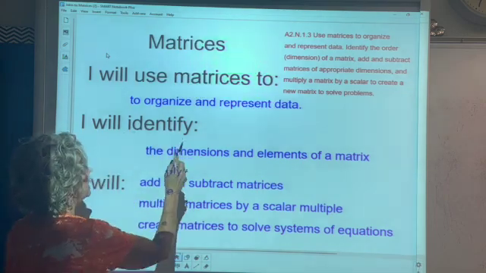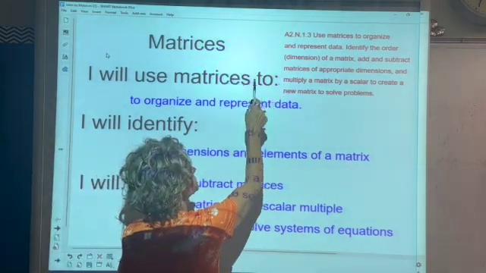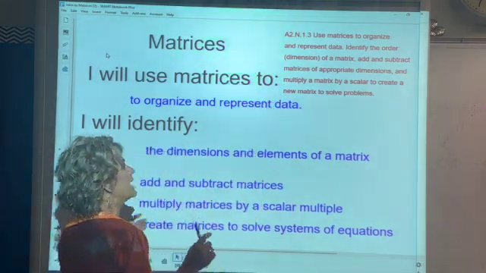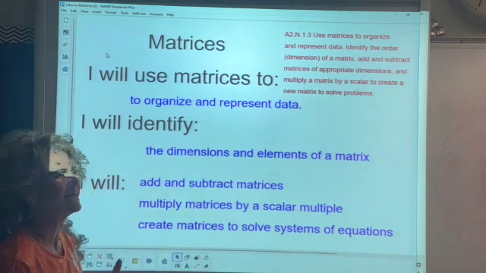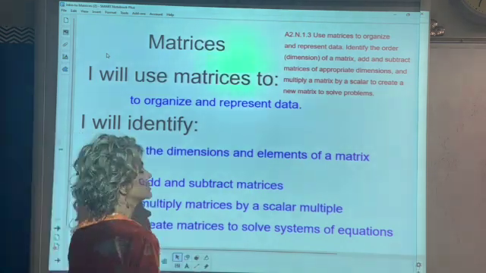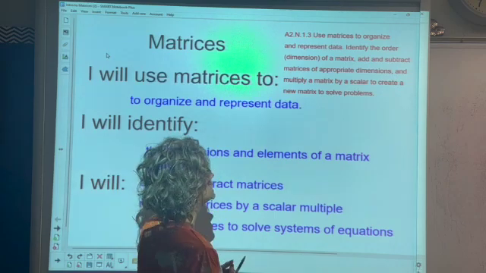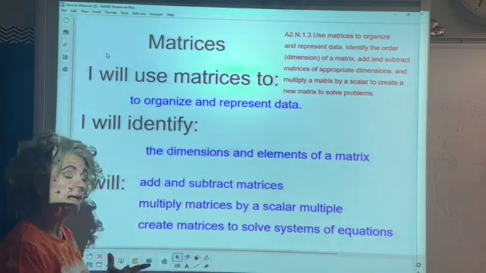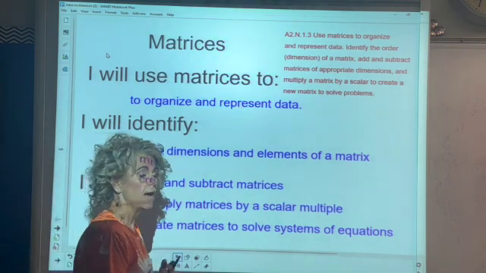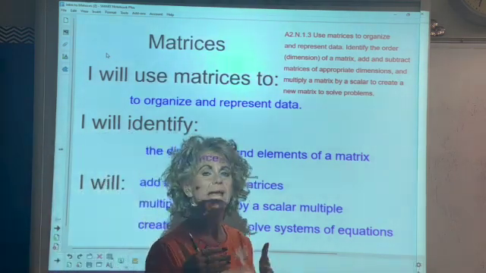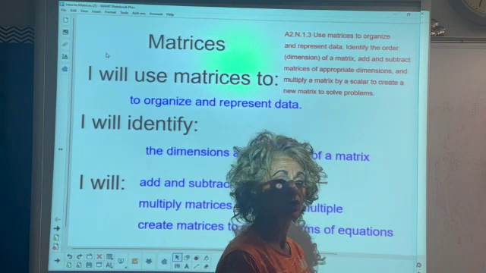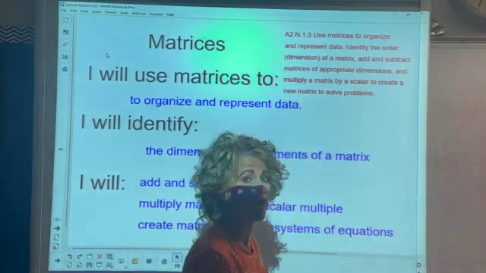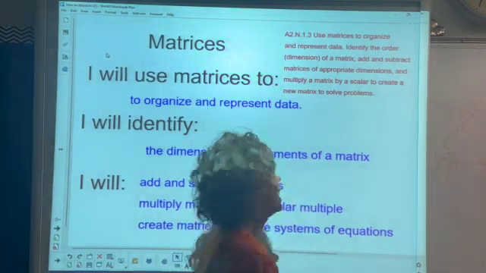Now, you're going to use matrices to organize and represent data. You're going to identify the order, which we talk about as identifying the dimension of a matrix. We're going to add and subtract matrices. We will multiply a matrix by a scalar multiple. And eventually we will create augmented matrices, and we will use these matrices in our graphing calculators as tools.